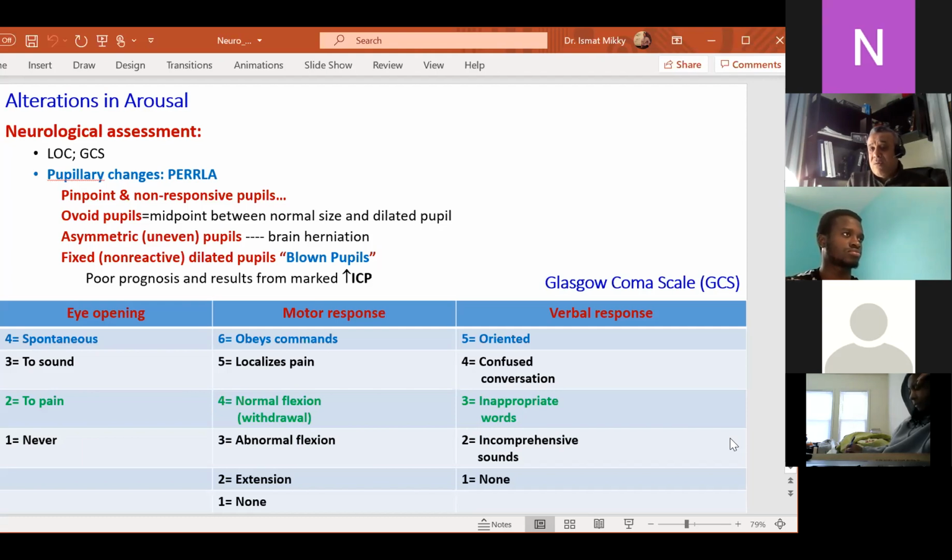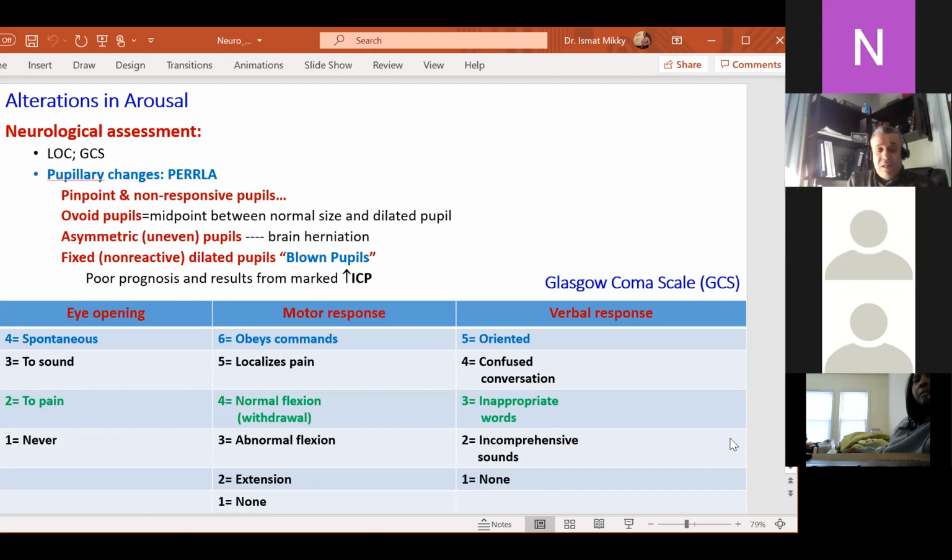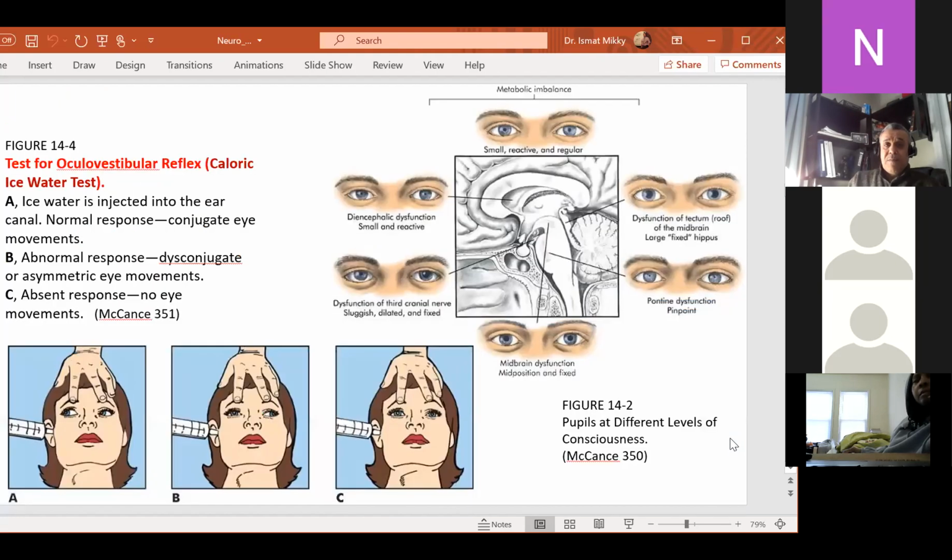And as the number decreases, that indicates that there is a neurological problem. And when the patient has a GCS, or Glasgow scale, of I would say 3, then that will be the worst case scenario.